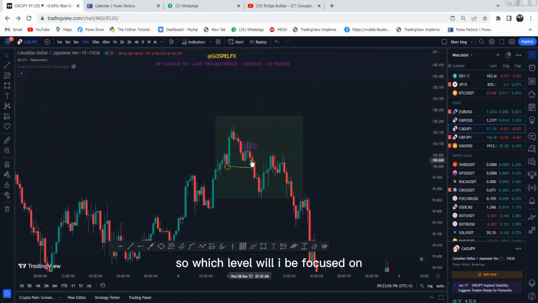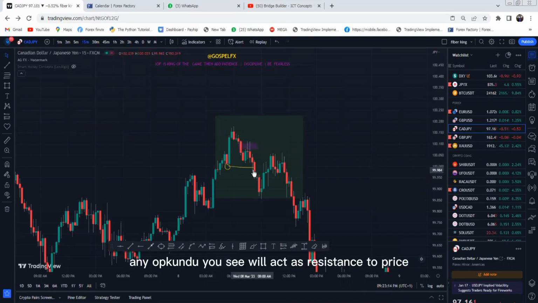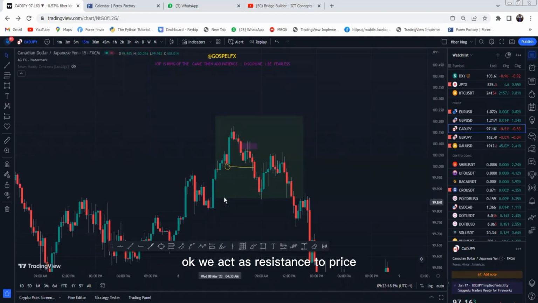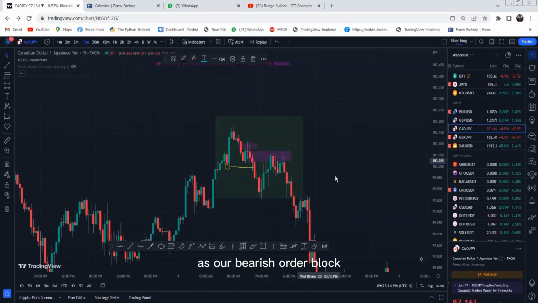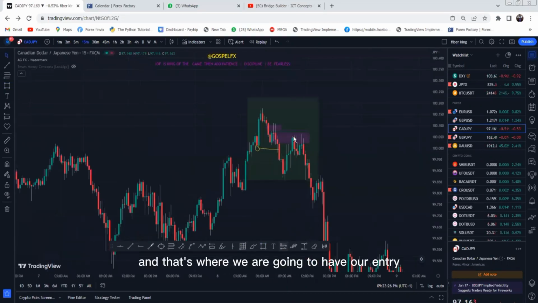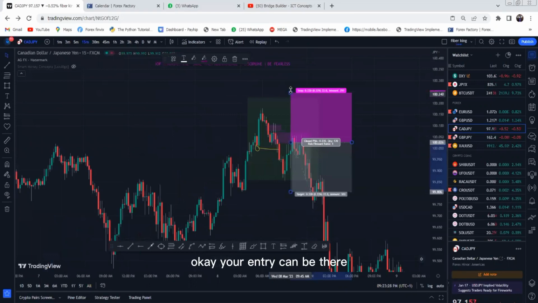So which level will I be focused on? I have only this up candle here. Remember what I said at the beginning, in a long bearish move like this, any up candle you see will act as resistance to price. So now we are going to take this candle as our bearish order block, and that's where we're going to have our entry. Your entry can be there.